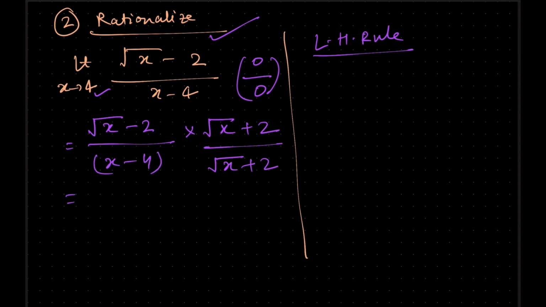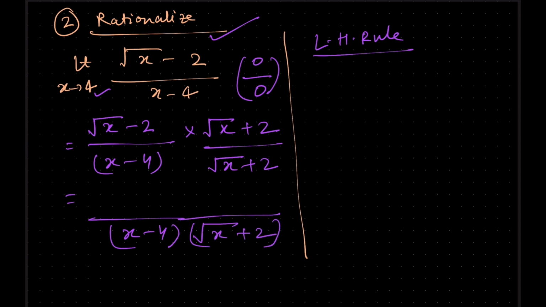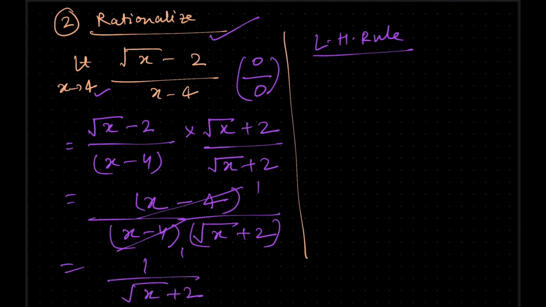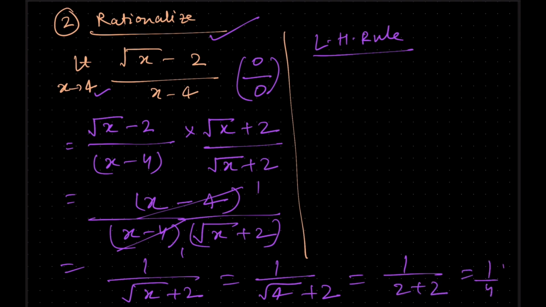In the denominator you get x minus 4 into root x plus 2, and in the numerator it will become x minus 4, since a minus b into a plus b is equal to a square minus b square. Now x minus 4 in the numerator and denominator gets cancelled, so you are left with 1 by root x plus 2. Now if you put the value of x as 4, you get 1 by root 4 plus 2, that is 1 by 2 plus 2, so you get 1 by 4 as the answer.